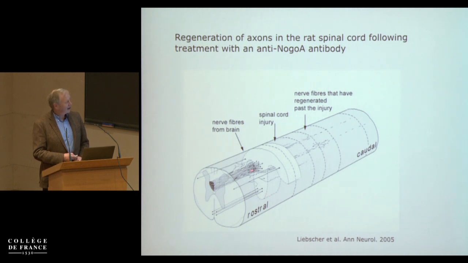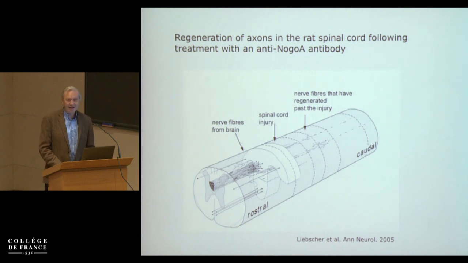Here's the corticospinal tract of the rat. This is a T-shaped lesion which cuts the corticospinal tract. And here are a few axons that have regenerated past the injury site and on into the distal part of the spinal cord. So this is a small proportion of the axons. They've regenerated for less than a centimetre, a few millimetres. It's probably functionally significant, but it's very, very different to the full regeneration that I showed you in the previous picture.